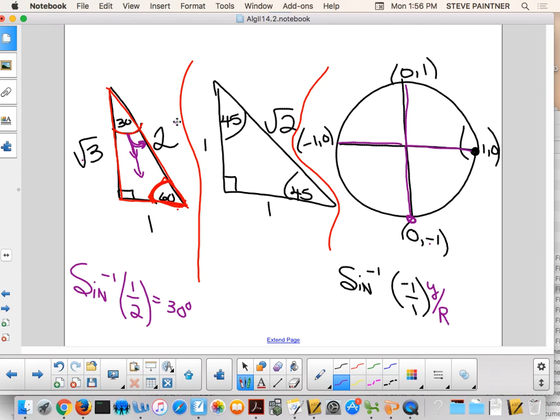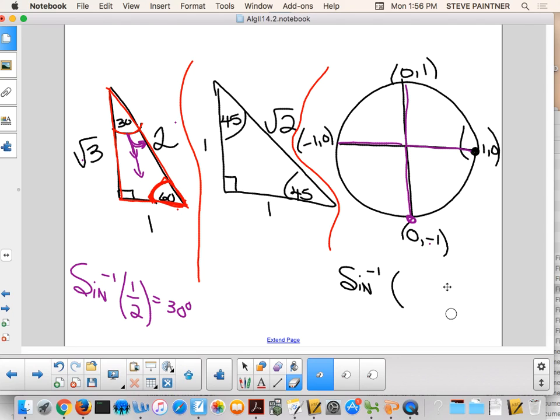Go to this one. Sine of 45, this over this. But that makes the square root of 2 over 2. That's not 2. It's not working. Let's go to this. Okay, guys, here's what you have. You have 2 over 1, don't you? Yeah. Okay, y over r, ready?